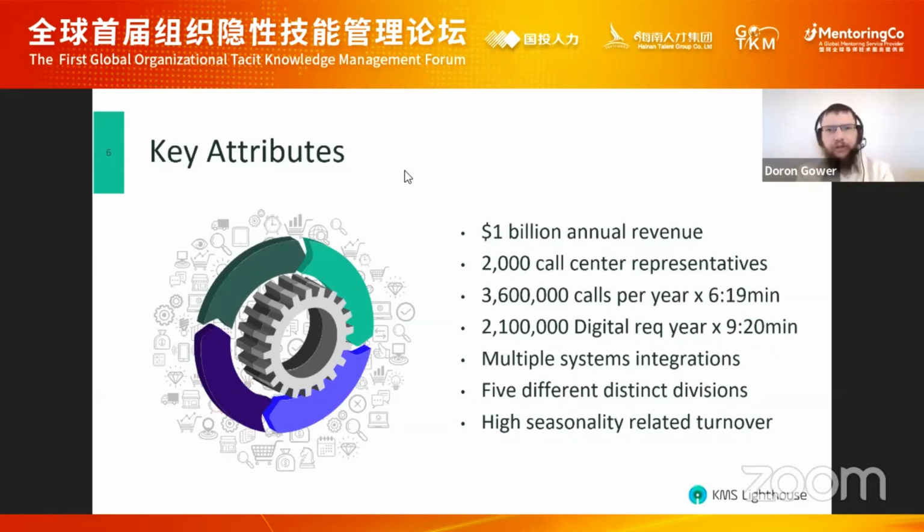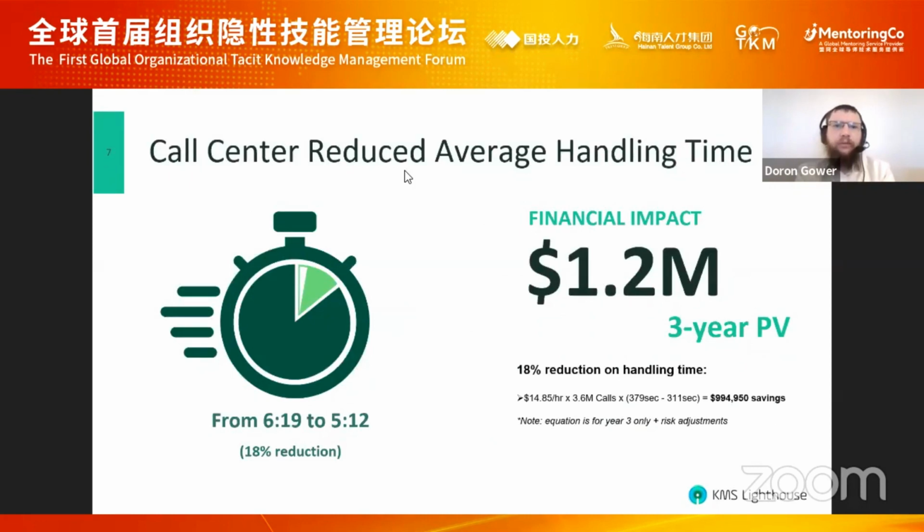So if we look at the ability to reduce the handling time within organizations, here we can see that impact. As this organization, they managed to reduce their handling time from 6 minutes, 19 seconds to 5 minutes, 12. So that's an 18% reduction. We're talking about over a minute. Think about that as a customer, that you're saving 1 minute of your time, that you're speaking with somebody about something that you don't need to be on the call for, because they can handle this much, much quicker. So this on its own equates to a 1.2 million saving over a 3-year period.